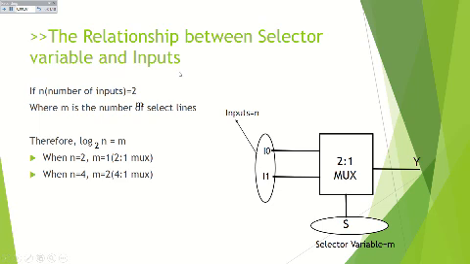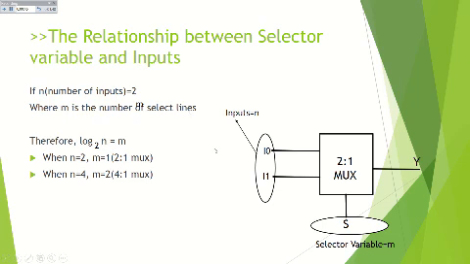The relationship between a selector variable and input. One might ask, what is a selector variable? The selector variable is the one here, the S. Okay, so this input and selector variable, what is the relationship between them? Let's come to that. If n, the number of inputs, is equal to 2^m, where m is the number of select lines. Note that the selector variable is also known as select lines.